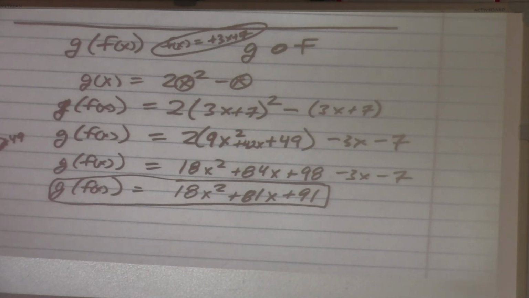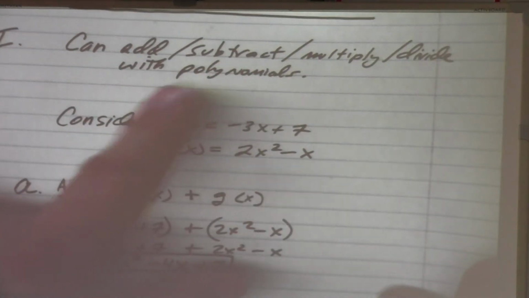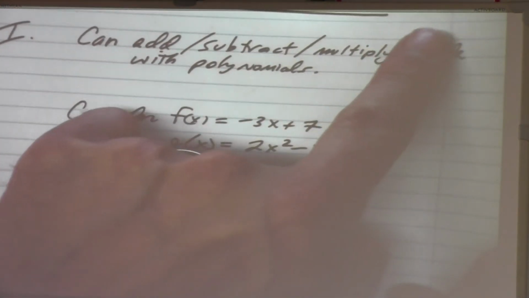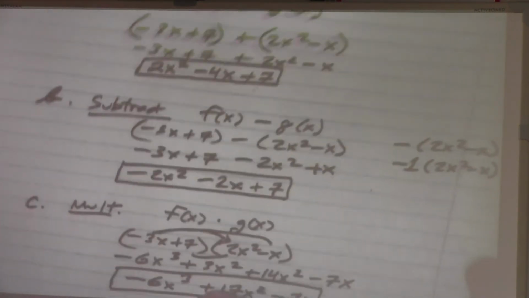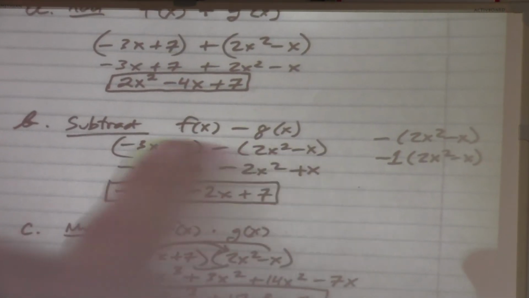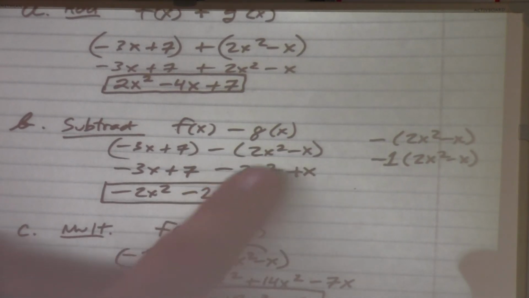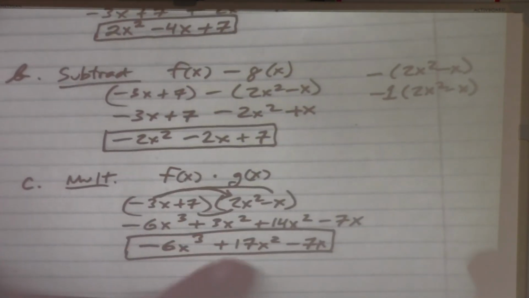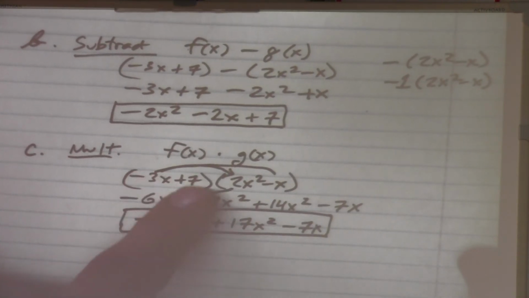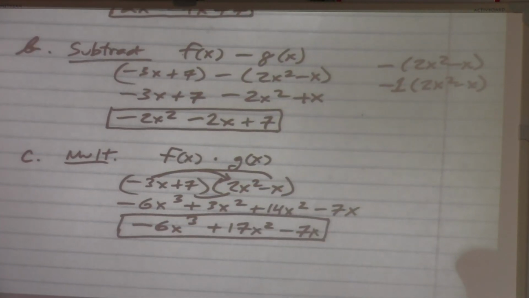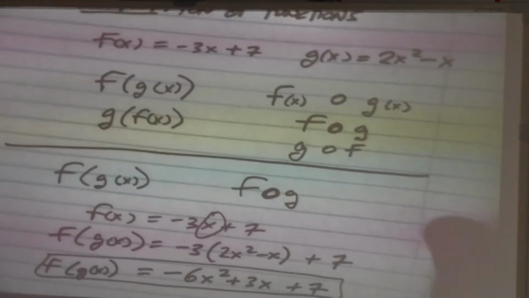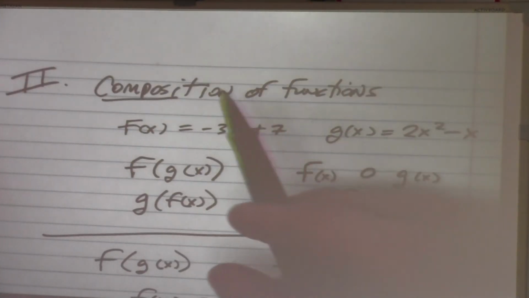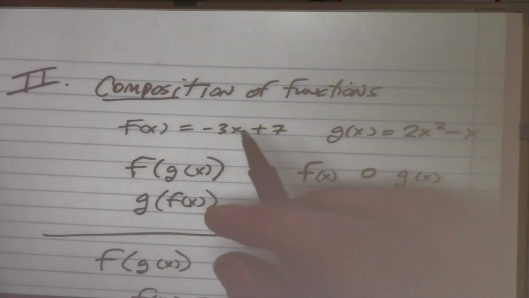So the lesson for operations with polynomials is first that you can add, subtract, multiply, and divide them. And dividing is a separate lesson now, but adding them is just adding the like terms. Subtracting them is subtracting one from the other, so it's changing the signs and then combining like terms. And multiplying them is multiplying each part of this binomial to each part of that binomial. And the second part of operations with polynomials is that you can compose functions by putting one inside the other.